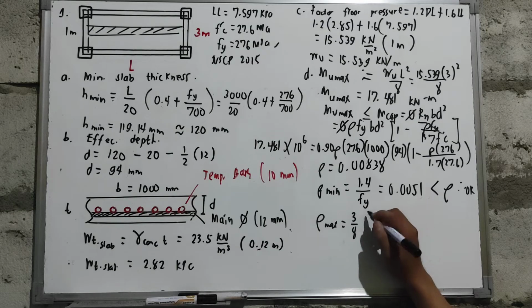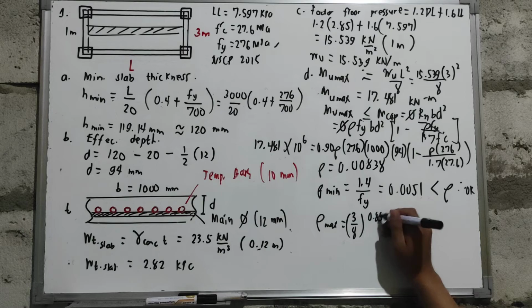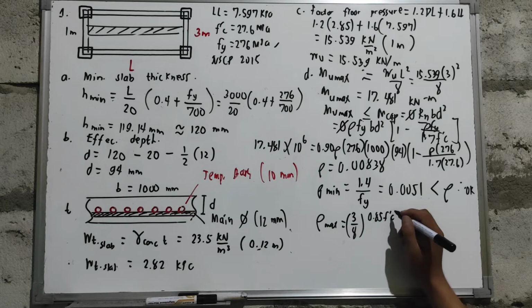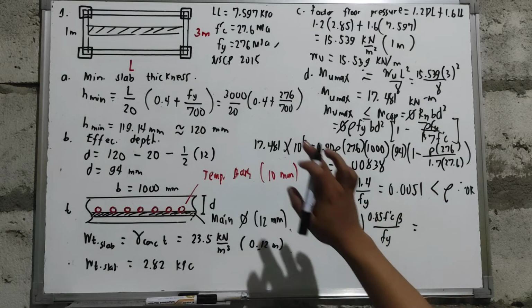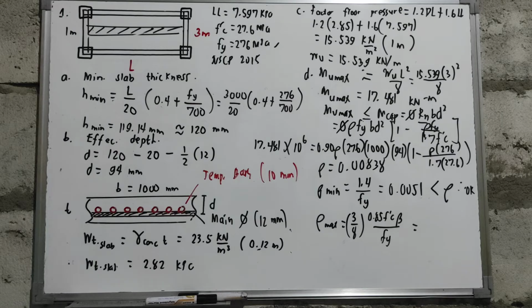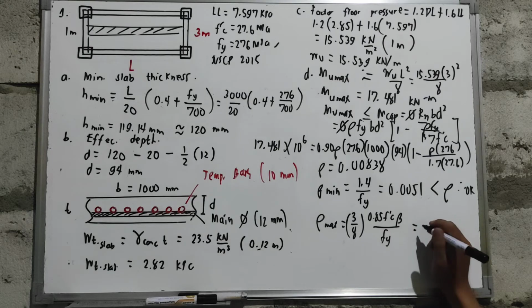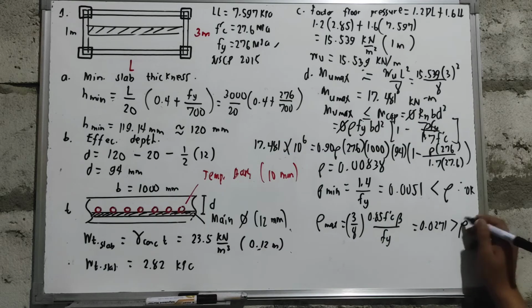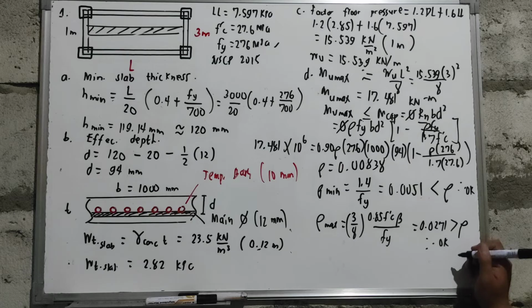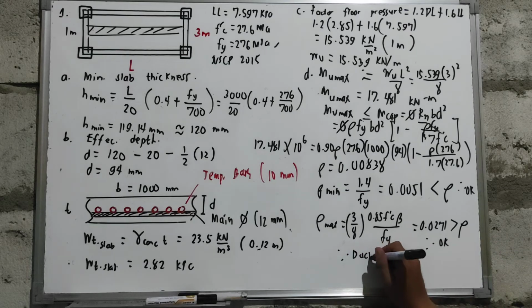So we have a value of 3/8 multiplied by 0.85 f'c beta over fy. So yung beta natin, that is 0.85 kasi nga yung f'c natin is only 27.8 megapascal. Hindi niya na-exceed yung limiting value natin na 28 megapascal. So if you're going to substitute yung mga values natin, that is 0.0271, which is greater than the value of your rho. So meaning to say, okay tayo dyan. So meaning to say, ductile failure tayo.